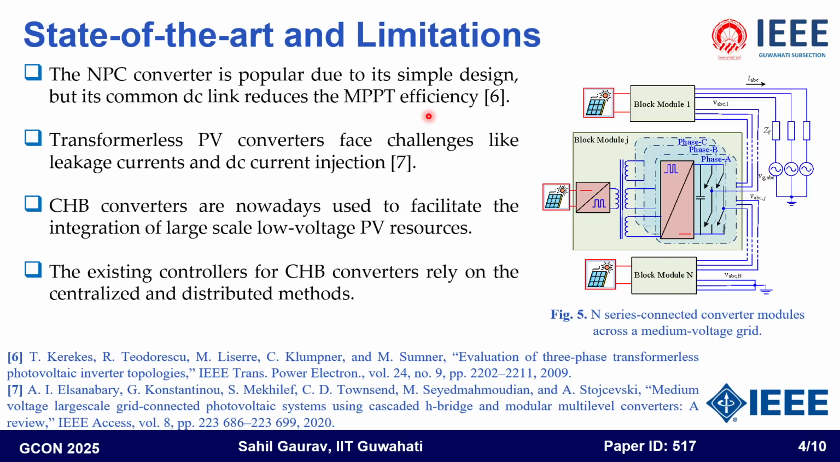In multilevel converters, the neutral point clamped converter came first, and it became popular due to its simple design, but its common DC link reduces the MPPT efficiency. Moreover, transformerless PV converters face challenges like leakage currents and DC current injection, which can exceed 300 milliampere at medium voltages, increasing electric shock risk. Multilevel converters such as CHB and MMC are required to achieve modularity, higher efficiency, power density, voltage and power levels. And modular cascaded converters are nowadays used to facilitate the integration of large scale low voltage DC resources.